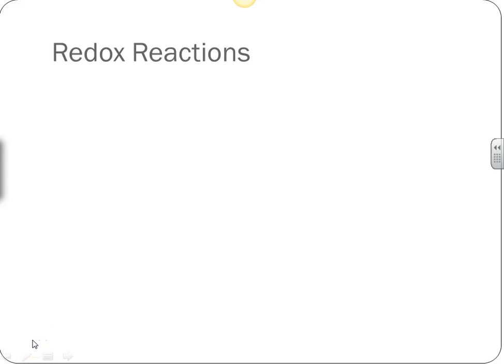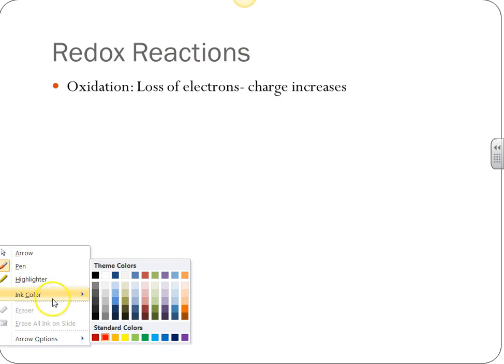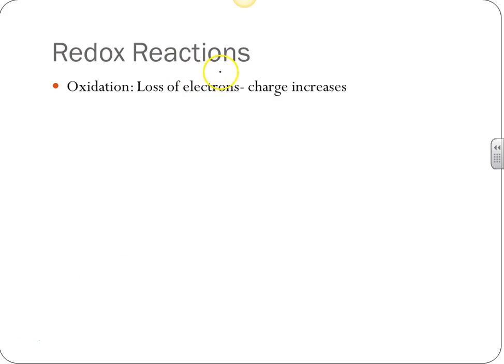Looking at redox, when you look at redox reactions, we have two processes going on. One of those processes is oxidation, which is a loss of electrons, and that just means that if we have a loss of electrons, the charge is going to increase. So let's give an example here.